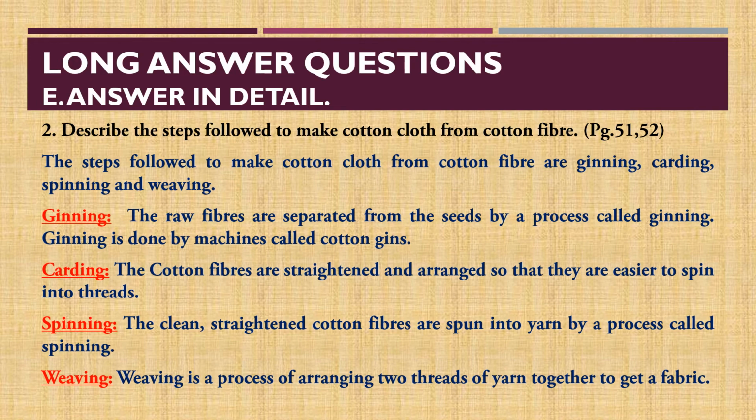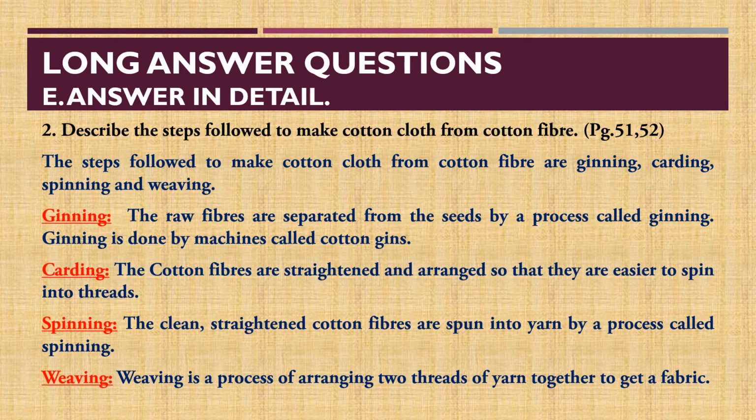Question 2. Describe the steps followed to make cotton cloth from cotton fiber. Answer is in page number 51 and 52. The steps followed to make cotton cloth from cotton fibers are ginning, carding, spinning, and weaving. Ginning: the raw fibers are separated from the seeds by a process called ginning.